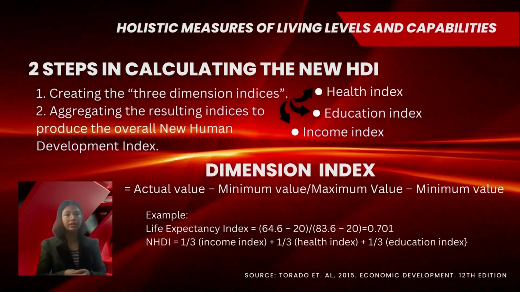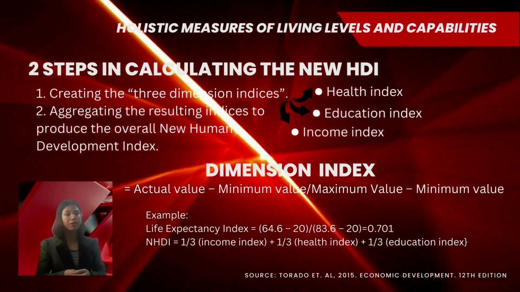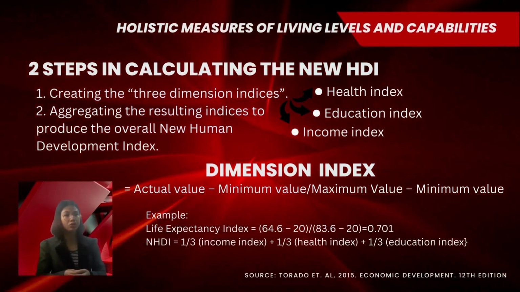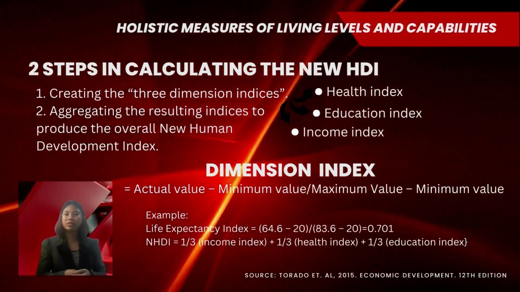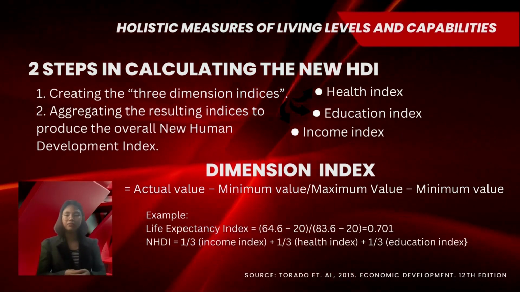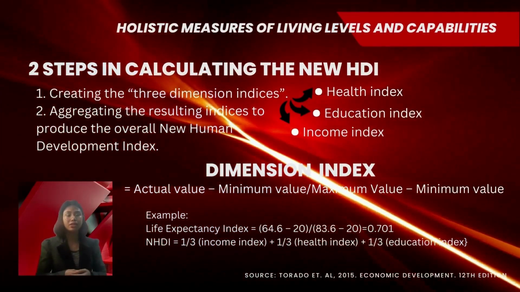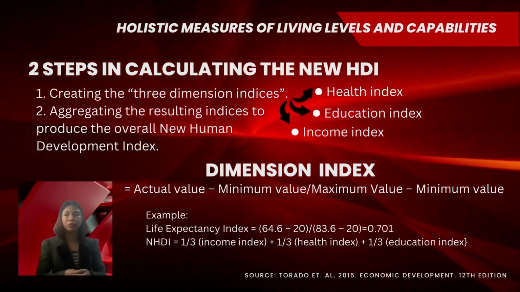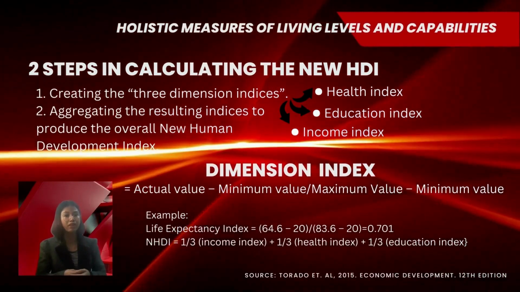Second, aggregating the resulting indices to produce the overall new Human Development Index. The formula for computing the dimension index is the actual value subtracted by the minimum value, divided by the difference of the maximum value and minimum value. For example, in the life expectancy index, the actual value is 64.6 and the minimum value is 20, divided by the maximum value, which is 83.6, minus the minimum value, which then results in 0.701.